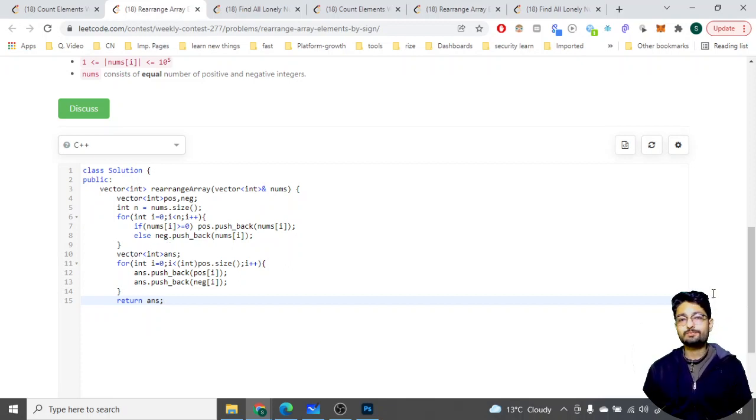Iterate over, because I know that there are an even number of elements, you could have gone to n minus 2. Like you have found the length of nums. So n by 2 are positive, n by 2 are negative. So 0 till n by 2. Now first push a positive number and a negative number.